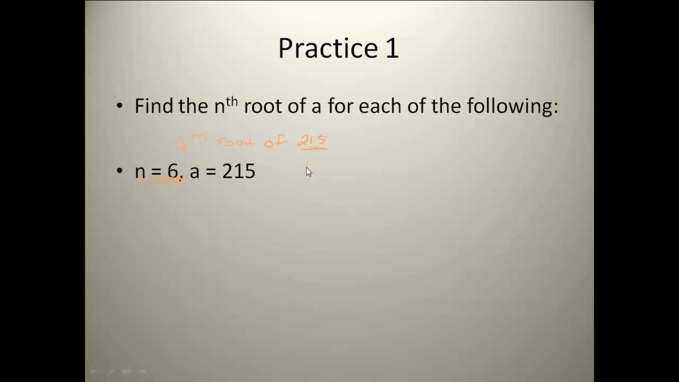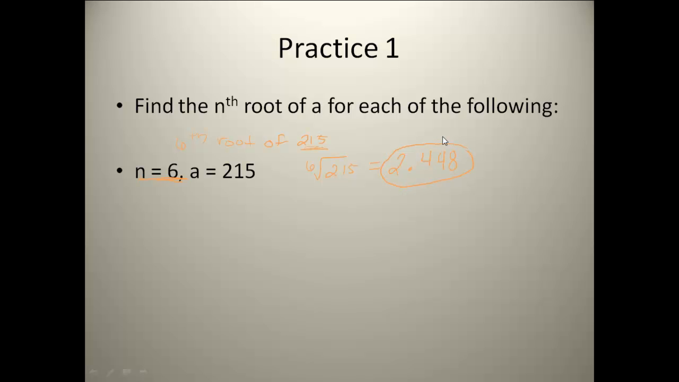So you would need to type in the 6th root of 215, type that into your calculator, and you're going to get this big, long, ugly decimal. I'm going to go ahead and round it off at 2.448. So that's going to just be an approximation of it.